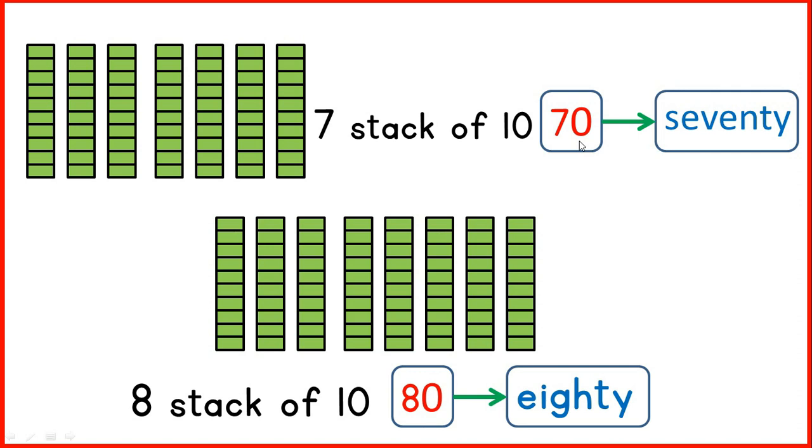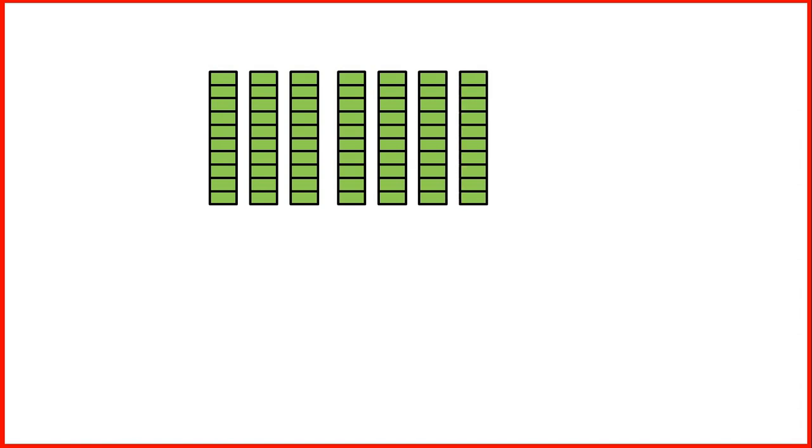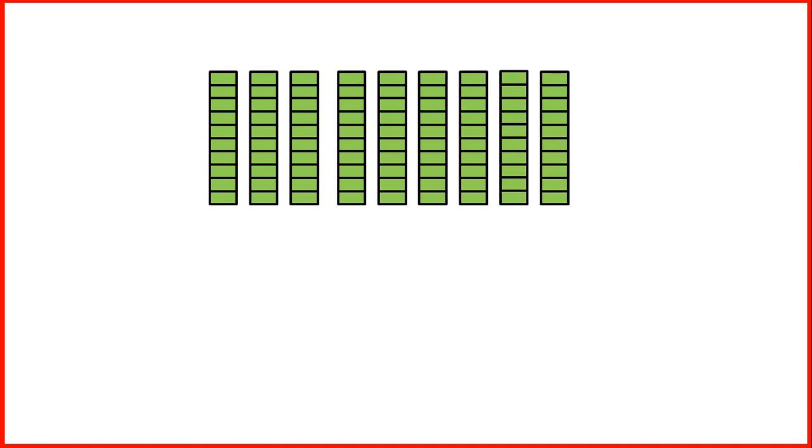E-I-G-H-T-Y, 80. Okay, now see the last one: 1 stack of 10, 2 stack of 10, 3 stack of 10, 4 stack of 10, 5 stack of 10, 6 stack of 10, 7 stack of 10, 8 stack of 10, 9 stack of 10. Now you have 9 stack of 10. And do you know 9 stack of 10 means you have 9 tens?